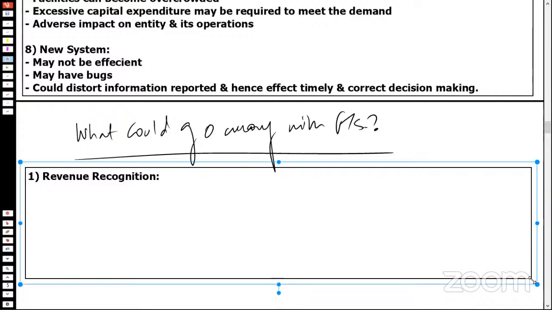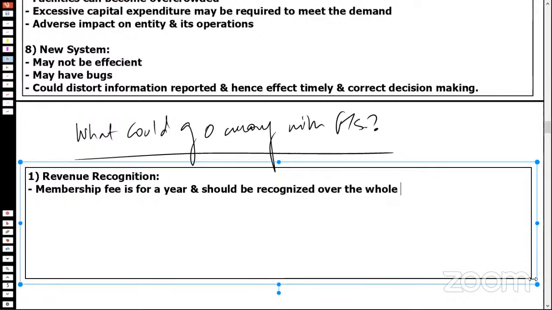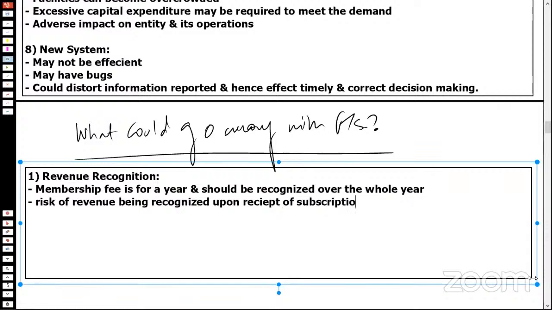So with respect to revenue recognition, one of them is that the membership fee is for a year and should be recognized over the whole year. The risk is revenue being recognized upon receipt of the subscription rather than over a period of time.